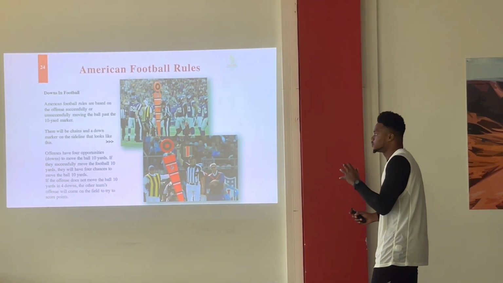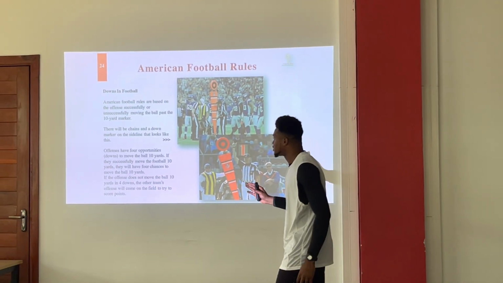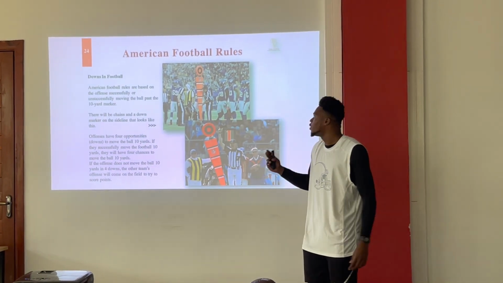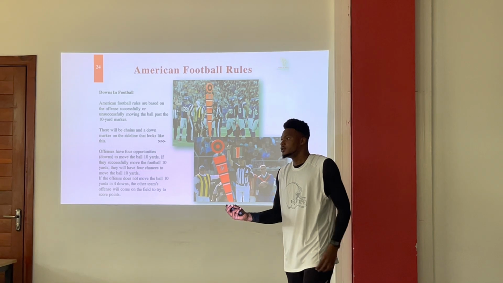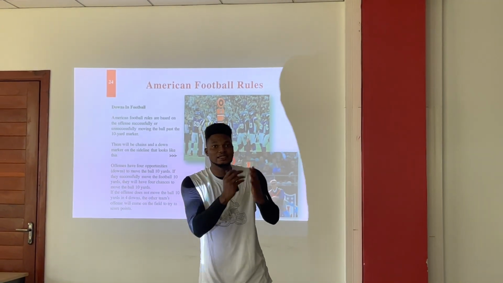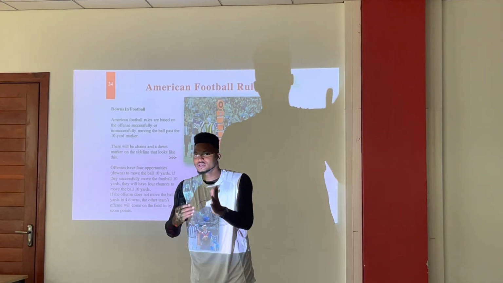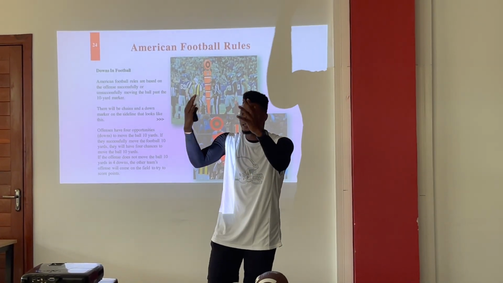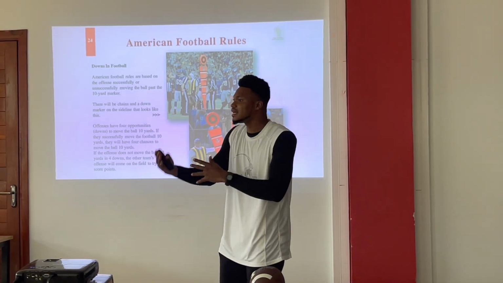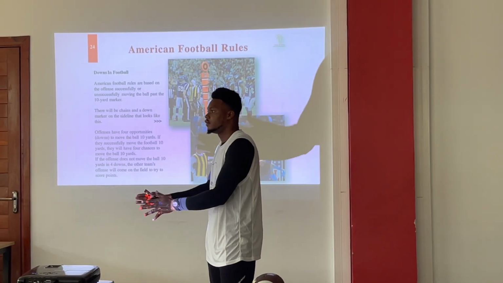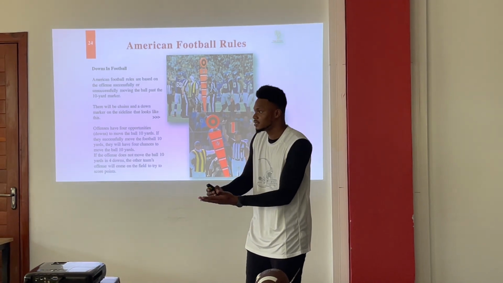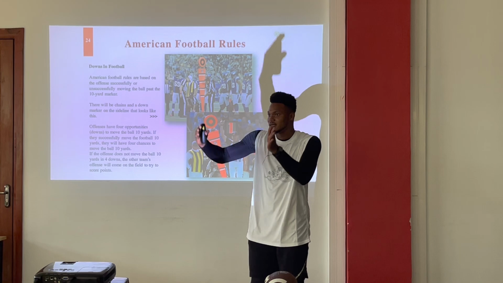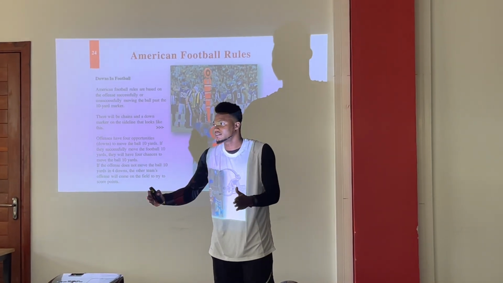Now, downs in football. American football rules are based on the offense successfully or unsuccessfully moving the ball past the 10-yard marker. Remember, in the beginning, I showed you the yardage, the small lines that I told you the associations decided to call the game gridiron football. Remember, I told you about those lines. Now, those lines are divided in a specific way such that a major division is 10 yards.